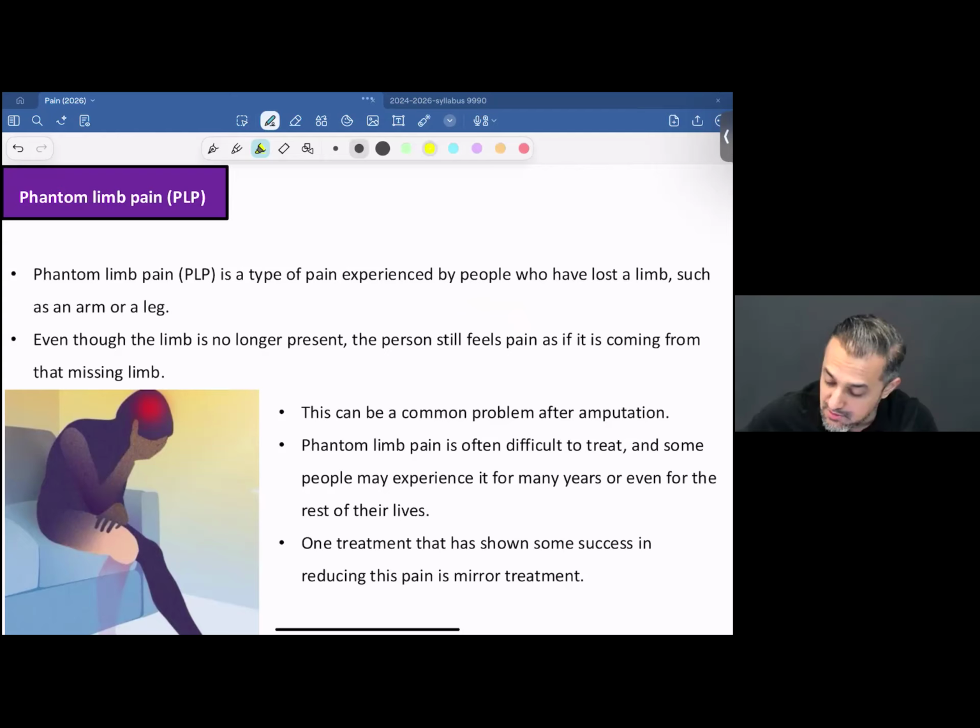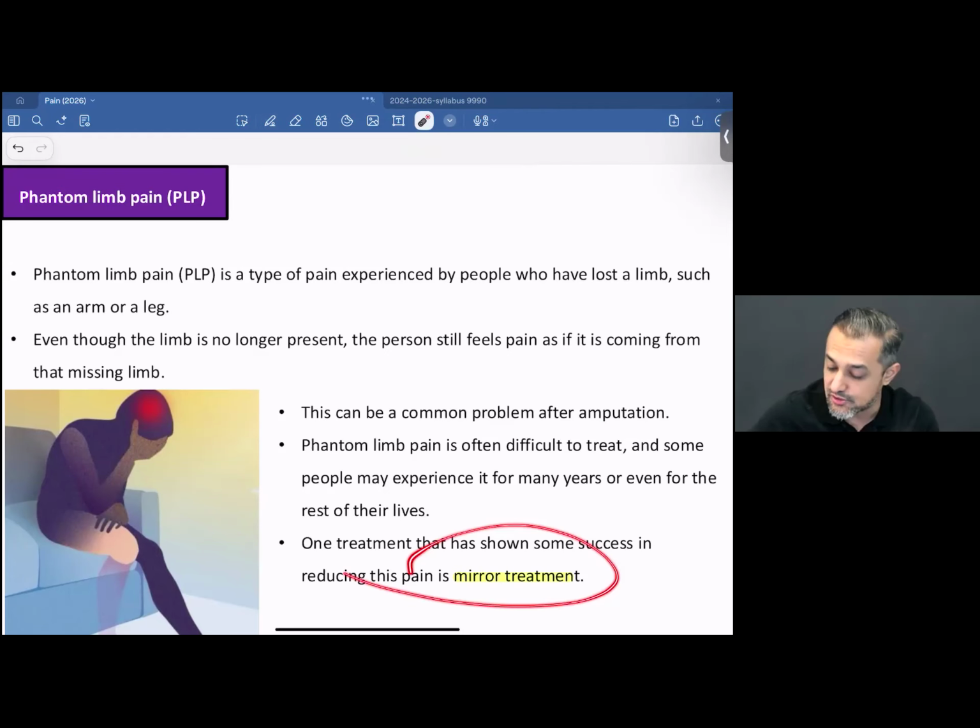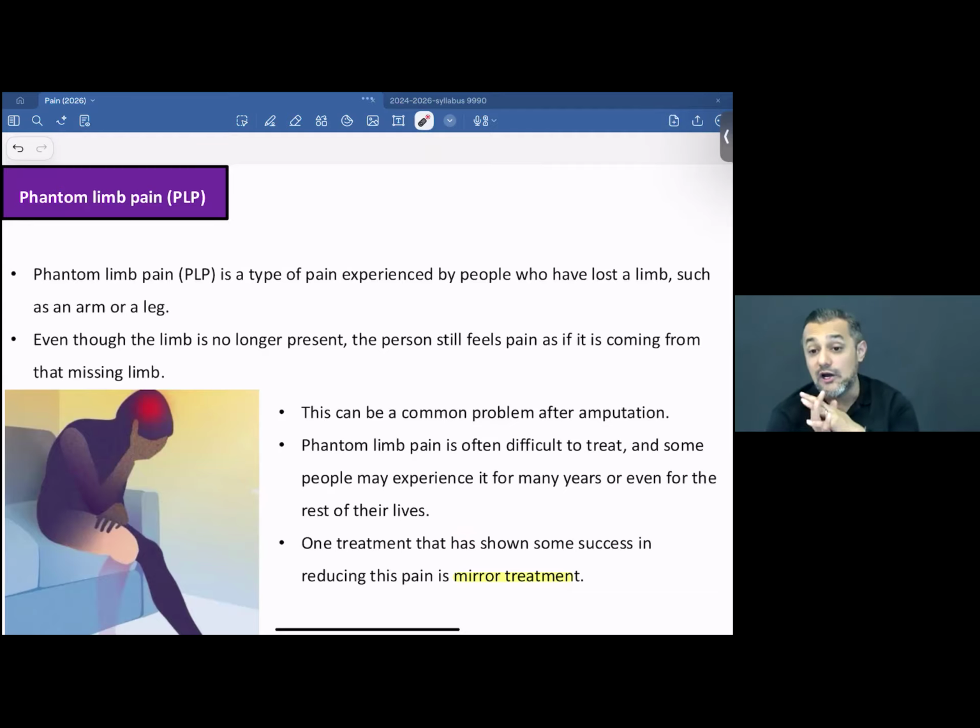Now, mirror treatment, this idea was initiated by Ramachandran, and this is a very unconventional way to treat it. But Ramachandran himself claims that yes, there has been scientific research into this as well. And despite the fact that this is unusual, not an ordinary or conventional way to treat pain, it still works. Now, what is amputation?